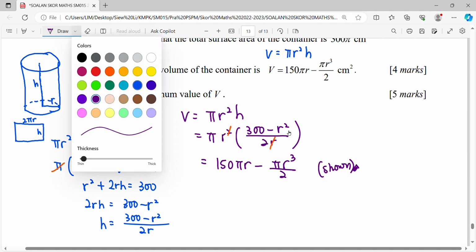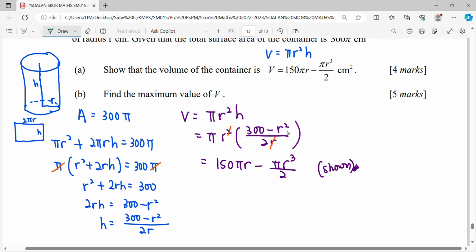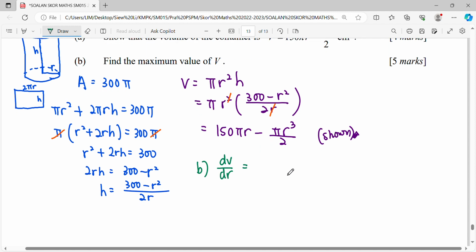So from part B, we're going to maximize this volume. To maximize the volume, we need to differentiate V with respect to r. We need to find the first derivative, and then we find the critical number, then we verify it is maximum. So differentiate it with respect to r. So we have 150 pi minus, to differentiate this r, the power comes down in front, 3 pi over 2, power minus 1, r square. So let it be 0.